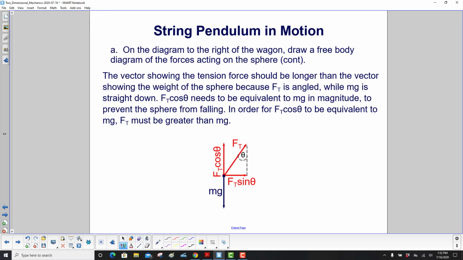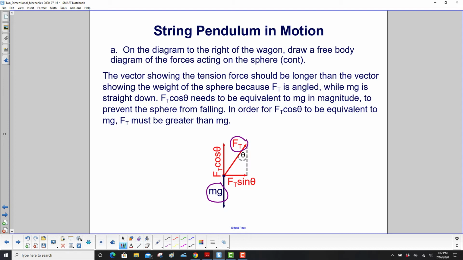Now, when you draw the free body diagram with the forces acting on the sphere, you do not have to resolve them into the components. But since we want to start solving the problem, we're going to put it here. The vector for the tension force should be longer than the vector showing the weight of the sphere. Now, if you don't do that, that's not a problem. You're not going to get any trouble with that because you really don't know what it is until you solve the problem or think about it.